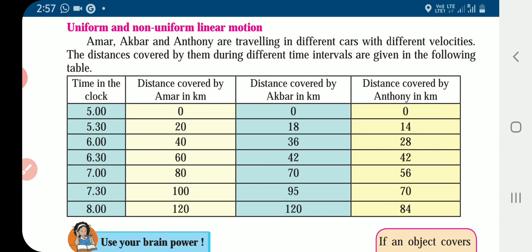One of the concepts is uniform and non-uniform linear motion. See here, Amar, Akbar and Anthony are traveling by different cars with different velocities. Here is the time given.